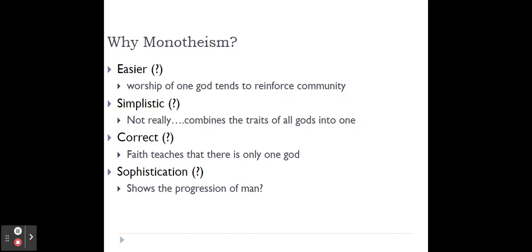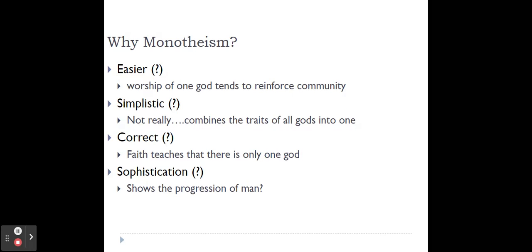There's only one God. Your faith is centered around that one God, and that tends to reinforce community. And we talked about that at the beginning of the semester. That's one of the benefits of religion: religion creates a sense of community. Okay? Some people say it's more simplistic, because you have the one God.